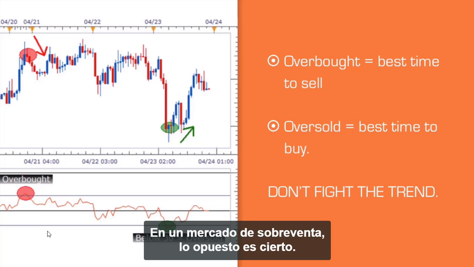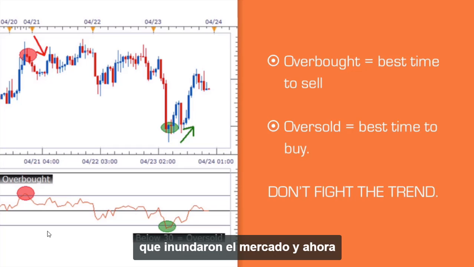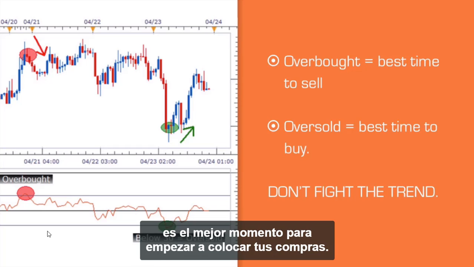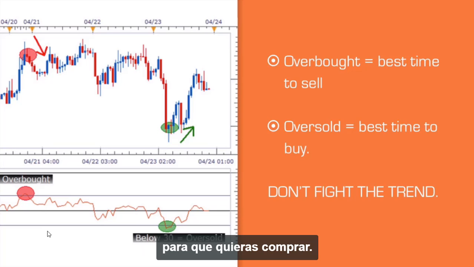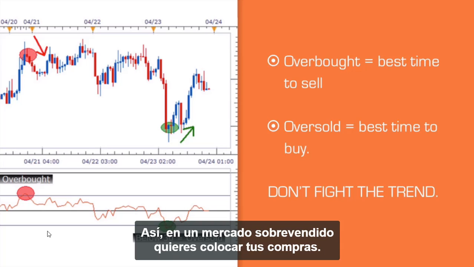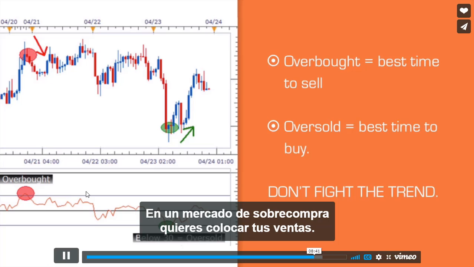In an oversold market, the opposite is true. When you're in an oversold market, that means there are so many people that sold, they flooded the market, and now it's the best time to start placing your buys. Why? Because the value is now cheap enough for you to want to buy. So in an oversold market, you want to place your buys. In an overbought market, you want to place your sells.